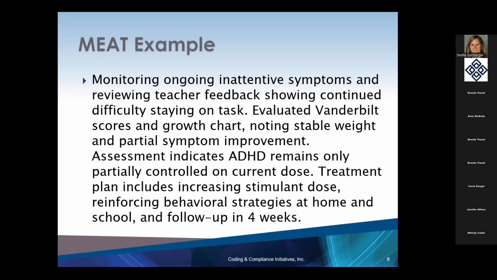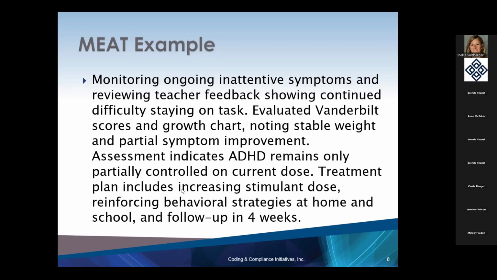Okay, so when we're thinking about that, what I would call meat example: monitoring ongoing inattentive symptoms and reviewing the teacher feedback, showing continued difficulty staying on task. Evaluated the Vanderbilt scores and the growth chart, noting stable weight and partial symptom improvement. Assessment: ADHD remains only partially controlled on current dose. Treatment plan: increase stimulant dose, reinforcing behavioral strategies at home and at school, follow up in 4 weeks.